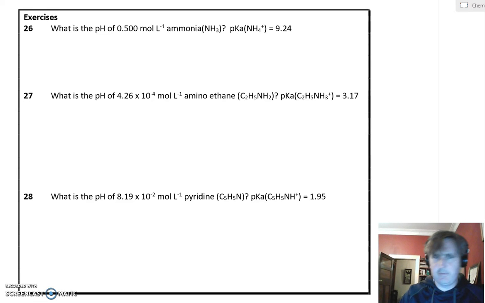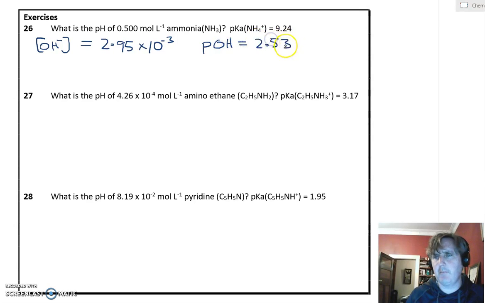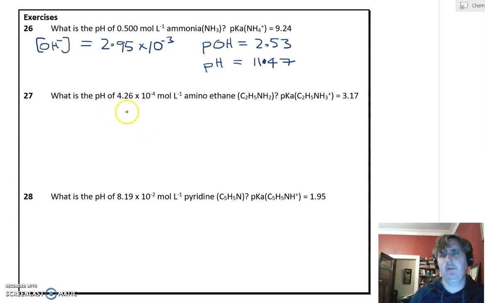Okay, and so now for the answers to these problems. So the first one, when we go through the calculations, we get the concentration of the OH minus is equal to 2.95 times 10 to the negative 3. Now this gives us a pOH of 2.53. Now be careful, this is not the answer, because remember we need the pH, which is 14 minus this number, which is 11.47. Okay, so the next one is an interesting case.